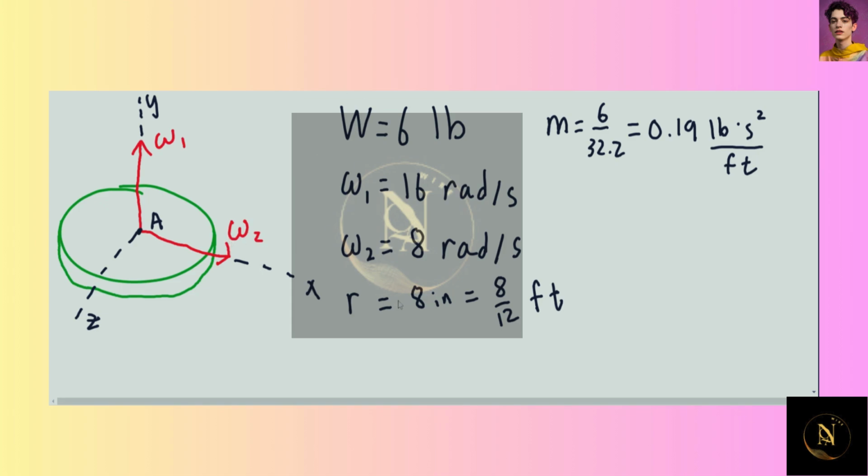We have a thin disk here, and we're asked to find the angular momentum about this point A. We figured out the directions of these angular velocities by using the right-hand rule. Here, I wrote the radius out in terms of feet, and I also figured out the mass by taking the weight of the disk and dividing it by the acceleration due to gravity.